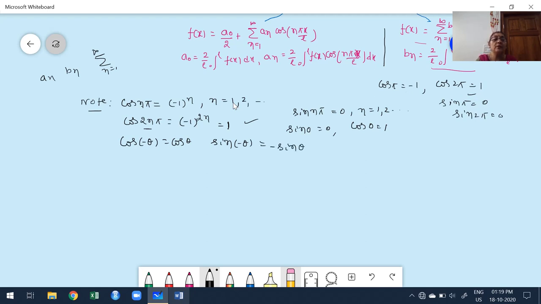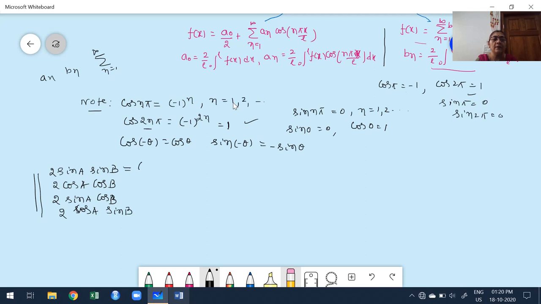And also, you have to know the transformation formulas: 2 sine A sine B, 2 cos A cos B, 2 sine A cos B, 2 cos A sine B. These are the transformation formulas you know. Whenever there is a product of two functions while doing integration, it is better to convert it to a sum or difference of functions. You already know this from the Laplace transform, but you must write it on one of your sheets. 2 sine A sine B, using cos of A plus B and cos of A minus B, what do we get actually?